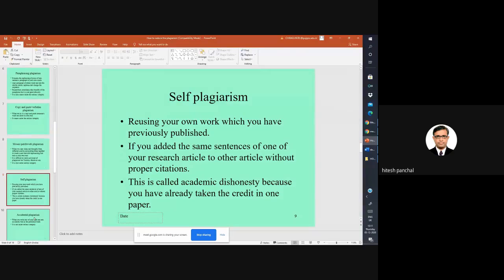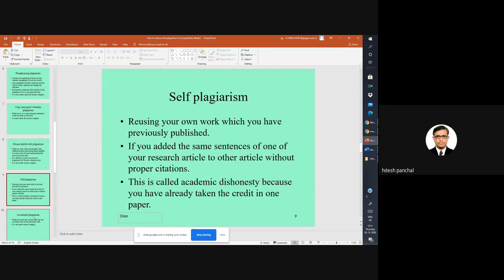And for your kind knowledge, the University Grants Commission has already published a circular that I will show you, and our Gujarat Technological University has also published one. So first of all, let us discuss self-plagiarism. What is self-plagiarism? It means reusing your own work which you have previously published. Self-plagiarism means reusing your own work which has already been published.